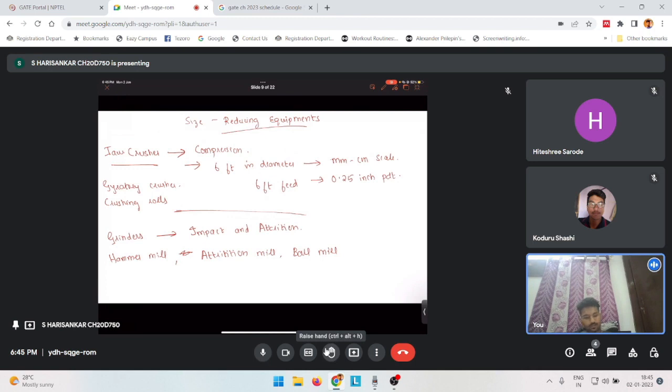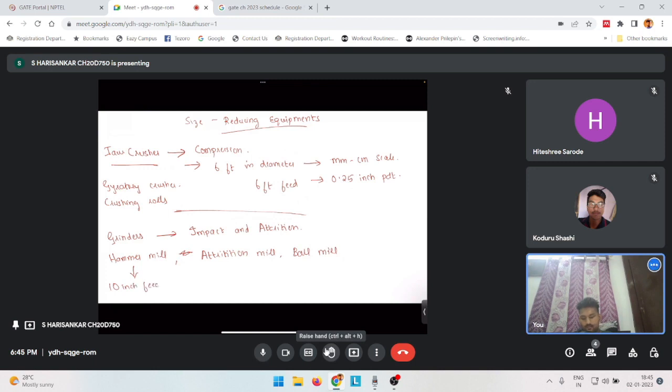So in a hammer mill, you can put something like a 10-inch feedstock, and you can reduce it to something like less than 1 inch size, up to something like a 20 mesh size product. So that is the operating size capacity for a hammer mill.